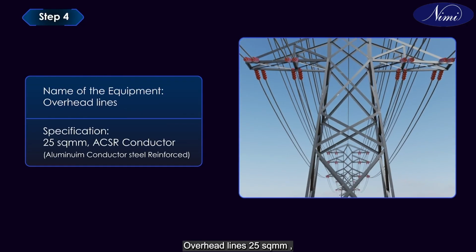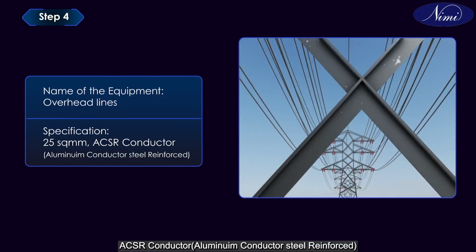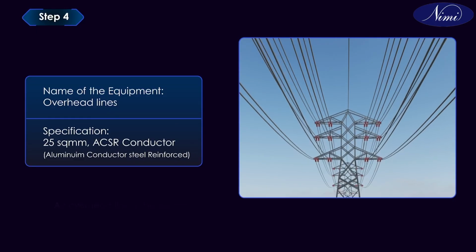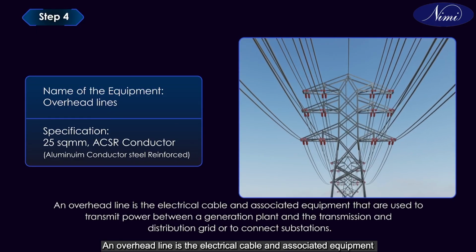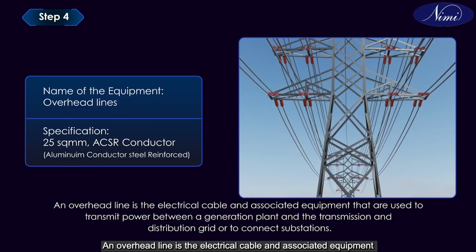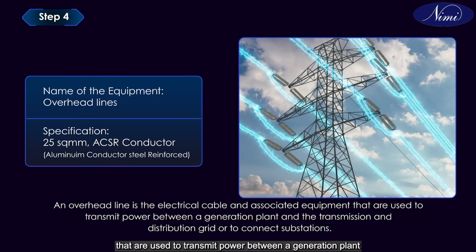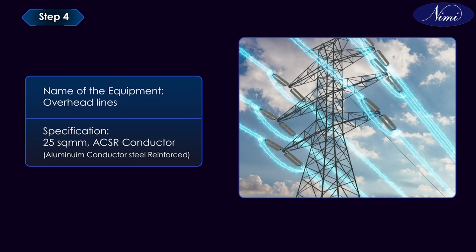Overhead lines, 25 square millimeter aluminium conductor steel reinforced. An overhead line is the electrical cable and associated equipment that are used to transmit power between a generation plant and the transmission and distribution grid or to connect substations.